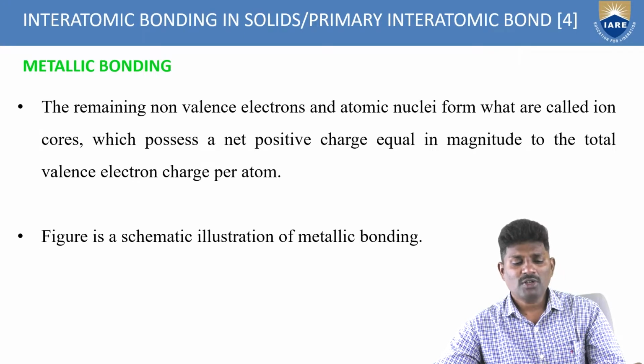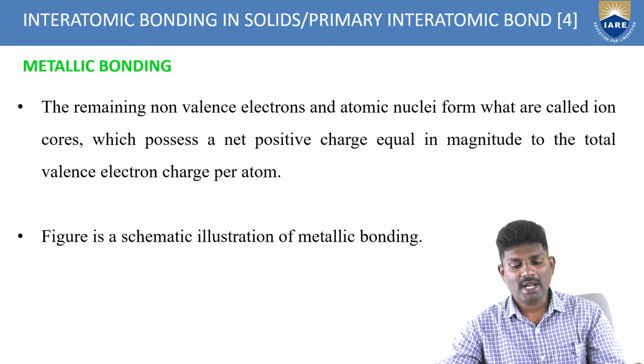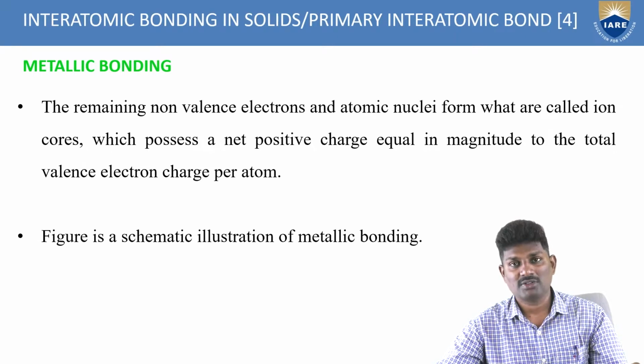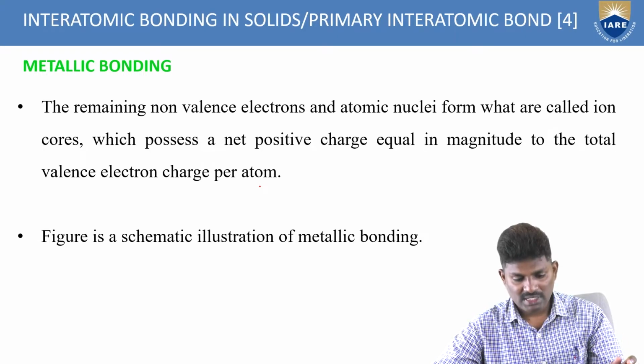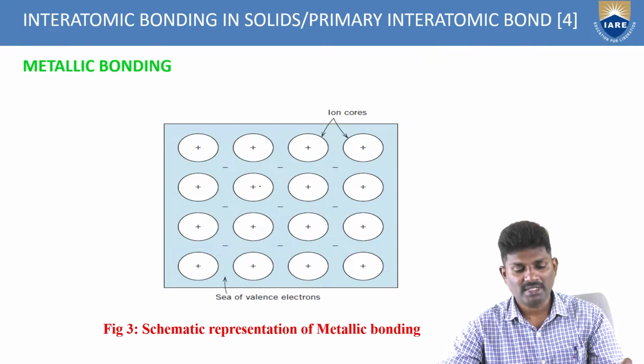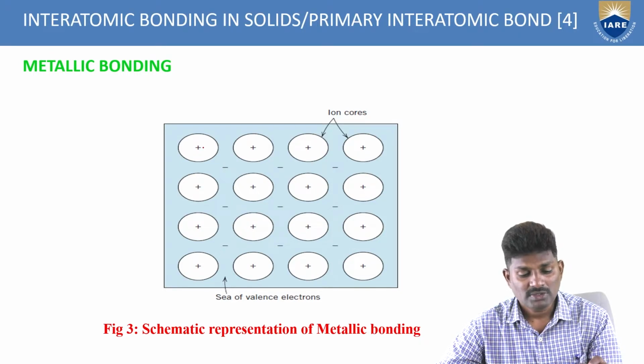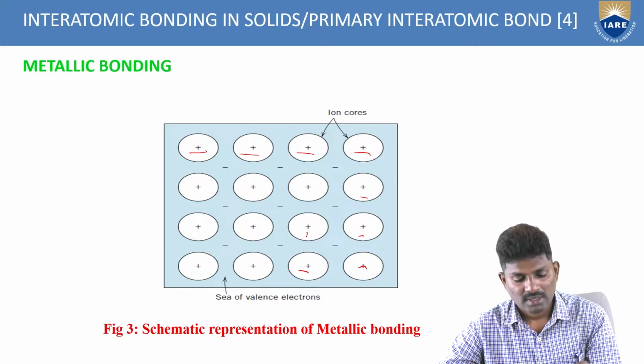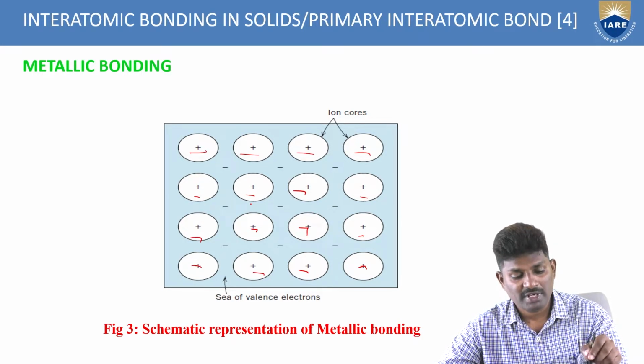So the remaining non-valence electrons and the atomic nuclei form what we call ion cores, which possess a net positive charge equal in magnitude to the total valence electron charge per atom. If you see the complete picture of metallic bonding, now you can get a clear idea. These are the atoms located at positive sites. Each atom has a positive charge, and you have some free space.